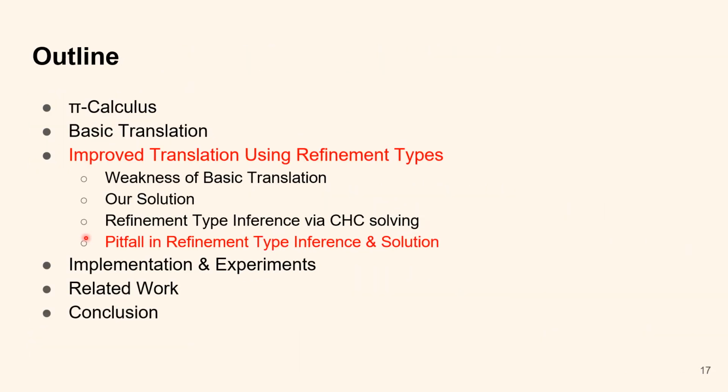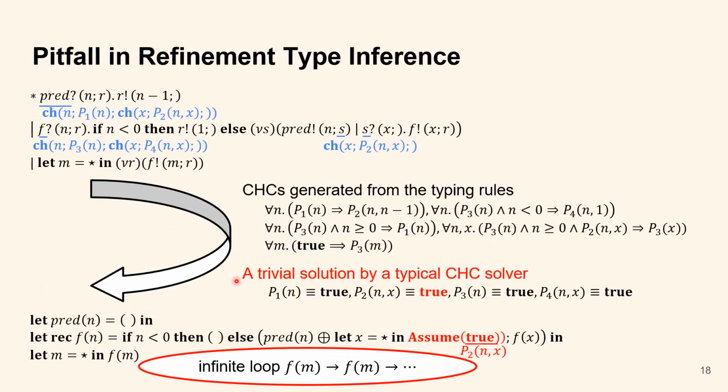Next, we will show you a pitfall in the refinement type inference and a solution. A typical CHC solver returns a trivial solution which instantiates all the predicate variables to true. It is because the head of every CHC is an atomic formula on a predicate variable. Using this trivial solution, our transformation yields a non-terminating program because there is an infinite loop like this.